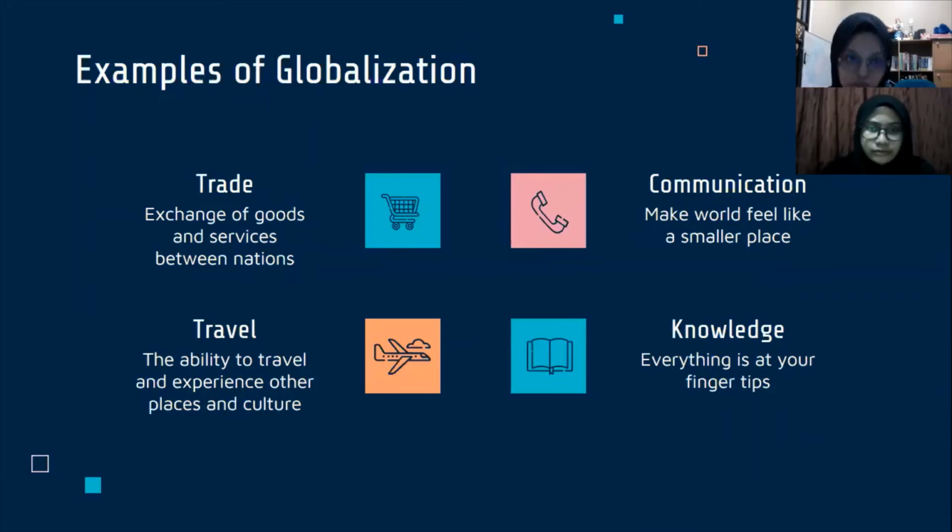According to John Spacey, a technologist who lives in Singapore, there are approximately 14 common examples of globalization, and today I'll just show you 4 among the 14. So we have trade, communication, travel, and knowledge. For trade, the exchange of goods and services between nations happens. Communication makes the world feel like a small place. For travel, the ability to travel and experience other places and cultures, while knowledge is where everything is at your fingertips. And today, we'll be focusing on only trade and communication, and we will show you how technology has helped these two types of globalization.